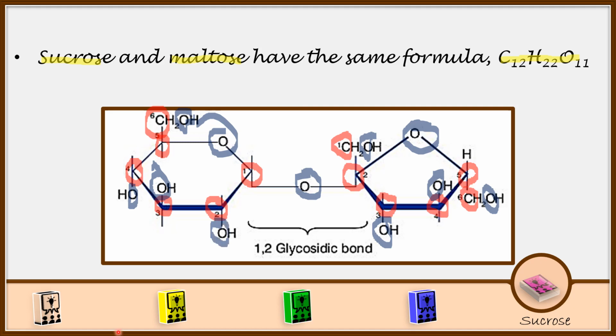So when you count them, you will see that there are 11. We have 1, 2, 3, 4, 5, 6, 7, 8, 9, 10, 11 oxygen atoms. So sucrose and maltose have the same formula, which is C12H22O11. That means 12 carbon atoms, 22 hydrogen atoms, and 11 oxygen atoms.